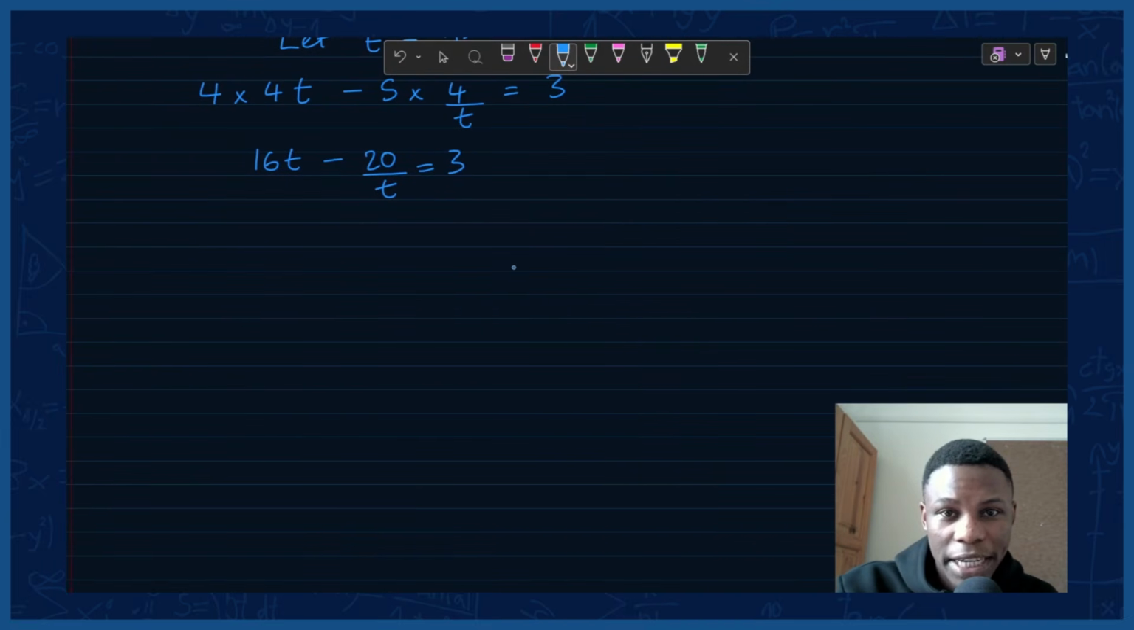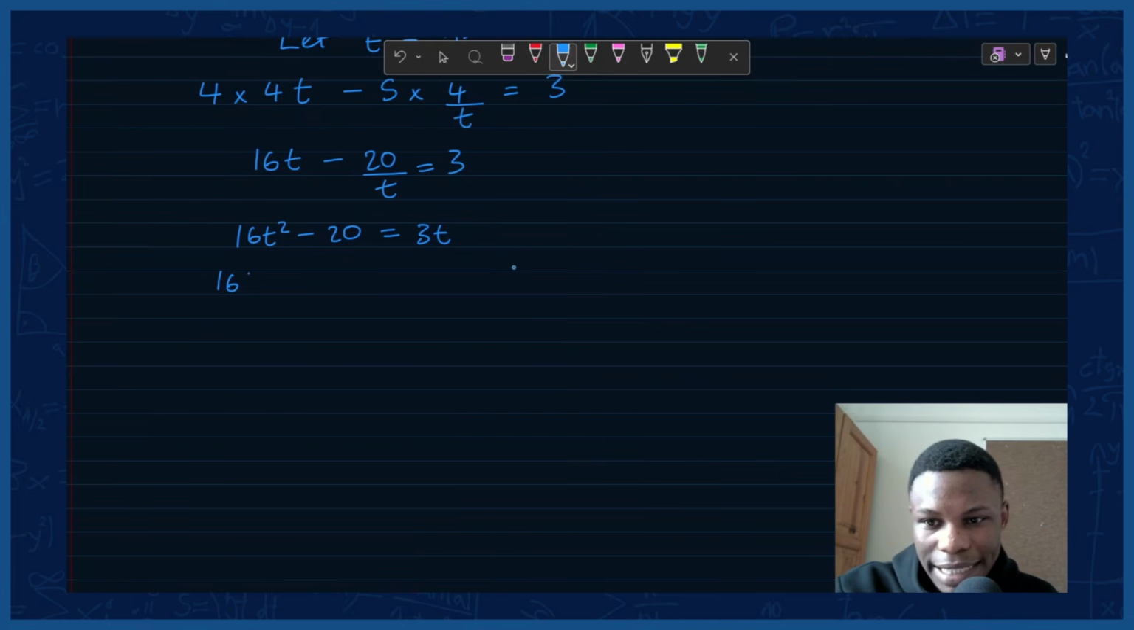Get rid of the denominator, so multiply through by t. So that's 16t squared minus 20 is equal to 3t. Move everything to one side, so I've got 16t squared minus 3t minus 20 is equal to 0. This is a quadratic. We are going to use the quadratic formula to solve this.